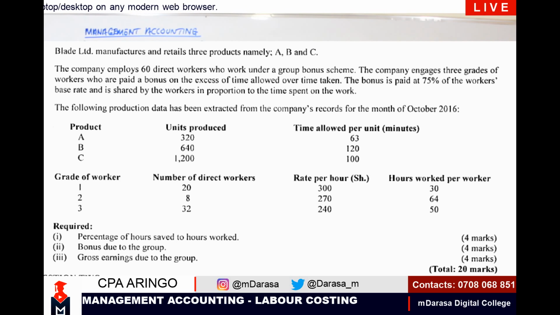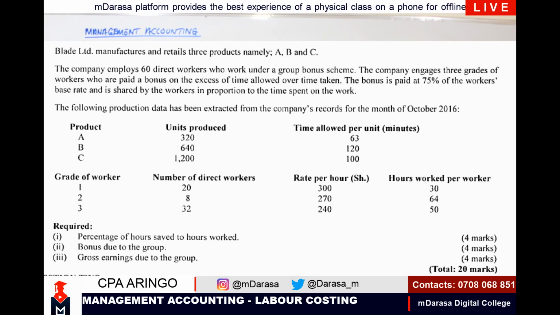The following production data has been extracted from the company's records for the month of October 2016. I'm given products A, B, and C. We are given units produced, time allowed per unit, then grade of workers: grade 1, grade 2, and grade 3. We are given the number of direct workers, rate per hour, and hours worked per worker.